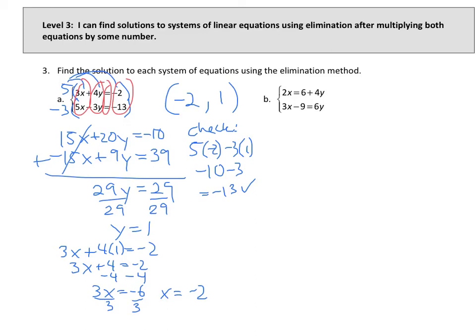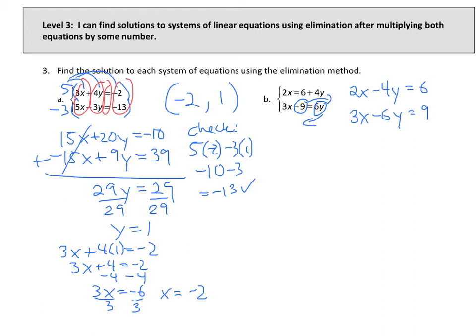So taking the top equation, I need the 4y to move over to the other side. So I'm going to subtract 4y from both sides of the equation, so I get 2x minus 4y equals 6. And then the bottom equation is also not in the right form. I need the 6y to go to the other side, and I need the minus 9 to go over to the right side. So I'm going to subtract 6y from both sides, and I'll get 3x minus 6y. And then I'm going to add the 9 to both sides, and I'll get a positive 9 on the right side of the equation.